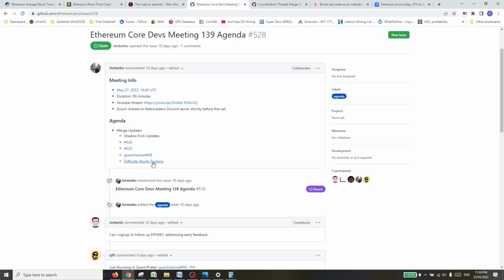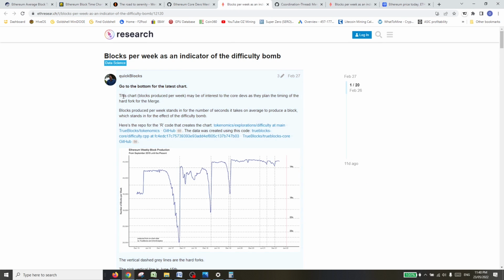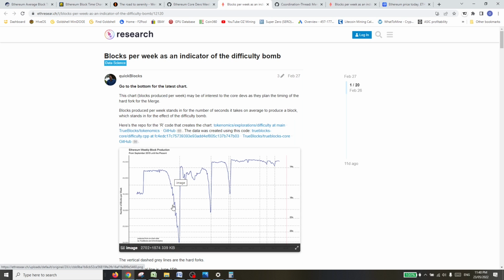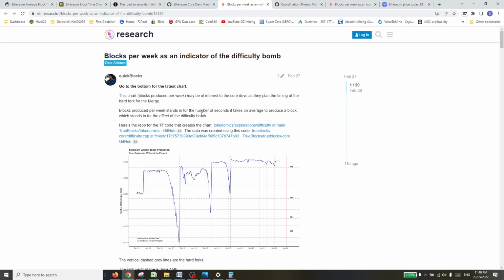So, thinking about the next stage, and here's something really interesting: the difficulty bomb tracking. If we just open this up and see what's on this thread, this chart shows blocks produced per week. Obviously, if that difficulty blows out, the blocks will really reduce, and that will slow the network up. Fewer blocks equals fewer rewards equals less profit. So I hope it's starting to make sense now, this correlation with average block times, rewards, profitability, and winding that in with the whole ETH merge roadmap.